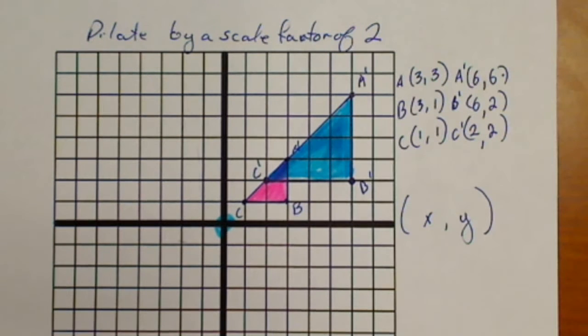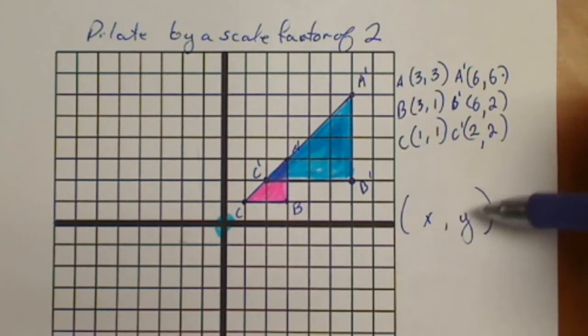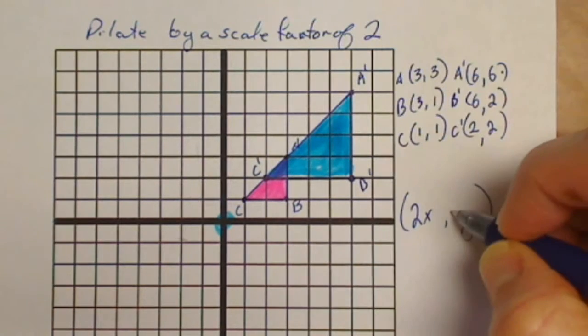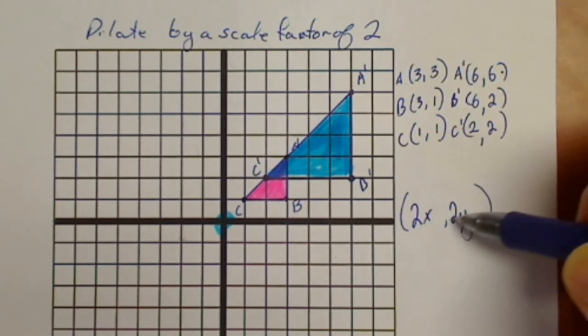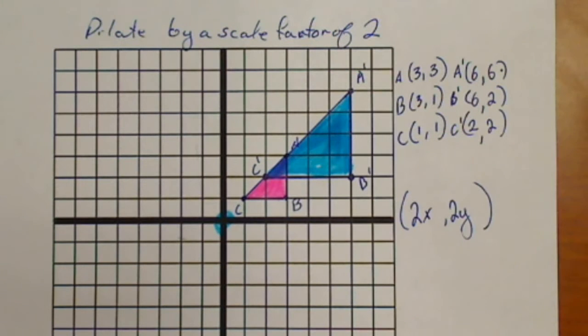The other thing they can do is ask for the rule. Now, the rules with dilations aren't too bad. The bottom line is, what did we do to all the x's and all the y's? We just multiplied them by 2. And remember, anytime you have a number next to a variable, that means multiply. So this says 2 times x and 2 times y. And that's what we did. So that's basically how a dilation works.